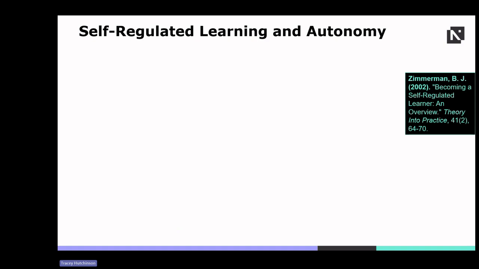Self-regulated learning is a powerful approach that promotes student autonomy, leading to greater engagement and improved academic performance. In his influential work, Becoming a Self-Regulated Learner, Zimmerman outlines key strategies to foster this autonomy in students.